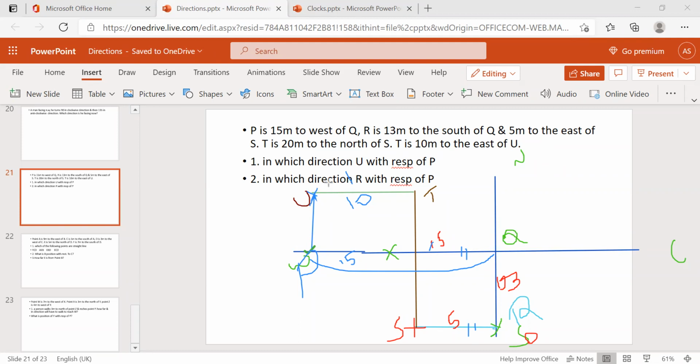And in which direction is R with respect to P? Where is R? Here it is. And here we just draw a small diagram and we will get to know. So R will be here, like this. So which direction? Southeast, right? Southeast.